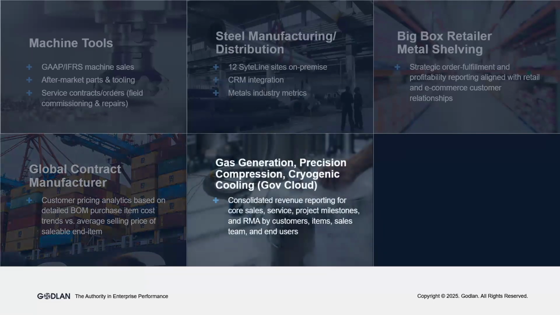A gas and precision compression company, and looking at consolidated reporting for core sales, service, and project milestones. So an example of somebody who was managing their sales project with the project function, and also looking at some of the RMA related to their customers. So we'll get twists on the different modules that customers will use within Sightline. And again, the peripheral ones are typically projects or service contracts, et cetera, and a need to just make sure that we fully report that as well. And this is all supported by our data model.